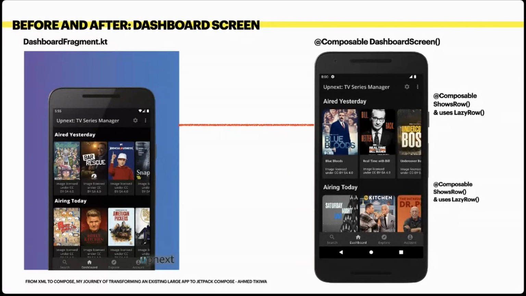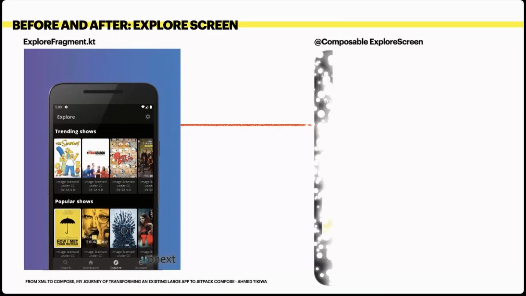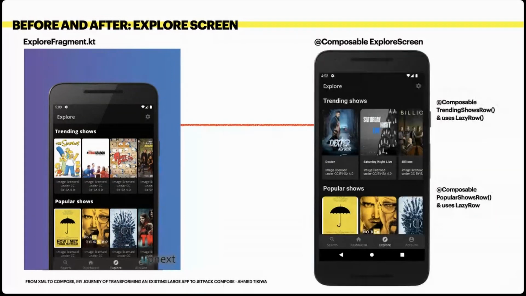Then my explore screen, similar to the dashboard screen, but has got the trending shows, the popular shows, as well as the most anticipated shows. So this is how it looks like on the left-hand side before, and this is the after, using Jetpack Compose. So at the top there, I've got the trending shows row, which uses the lazy row composable. So similar to the dashboard screen. And then I've got the popular shows row, which also uses the lazy row. And then I've got a most anticipated shows row representing the most anticipated shows. And all these use the lazy row to have a list that's scrolling from left to right.